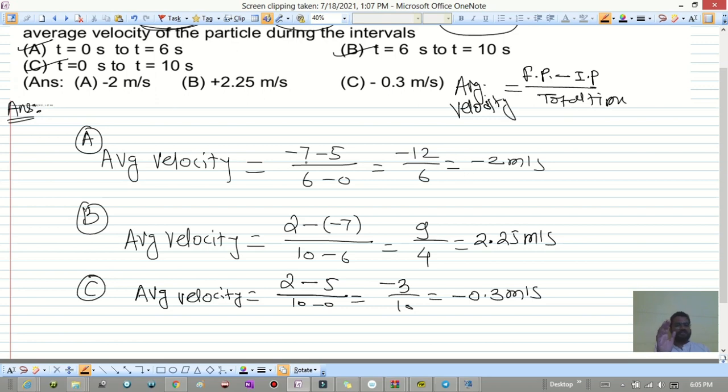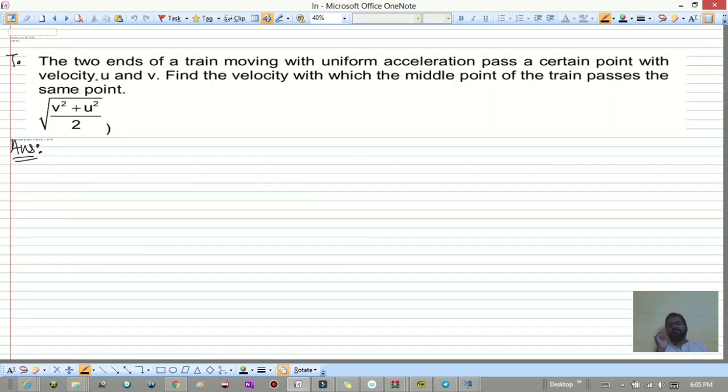So I hope this is clear to you all. Next, the two ends of a train moving with uniform acceleration pass a certain point with velocity u and v. Find the velocity with which the middle point of the train passes the same point.